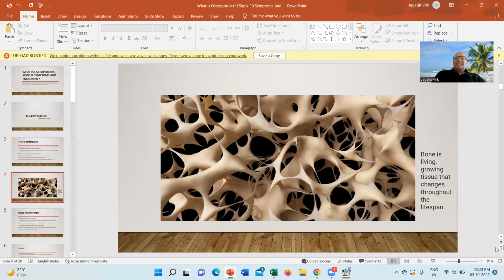This is the diagram or picture of the bone matrix. Bone is a living or growing tissue that changes throughout the lifespan. For your information, a whole bone turns over every 11 months to a new bone. So there is always regeneration and destruction of the bone going on.